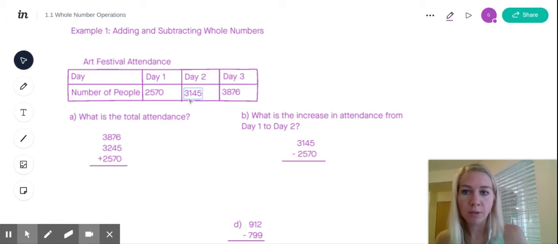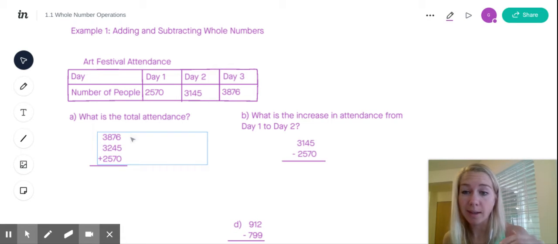2,570, 3,145, and 3,876. Okay, so problem A says, what is the total attendance? Well, if we're finding the total attendance, that means that we're going to be finding the sum. So we simply need to add all 3 of the days together, okay?